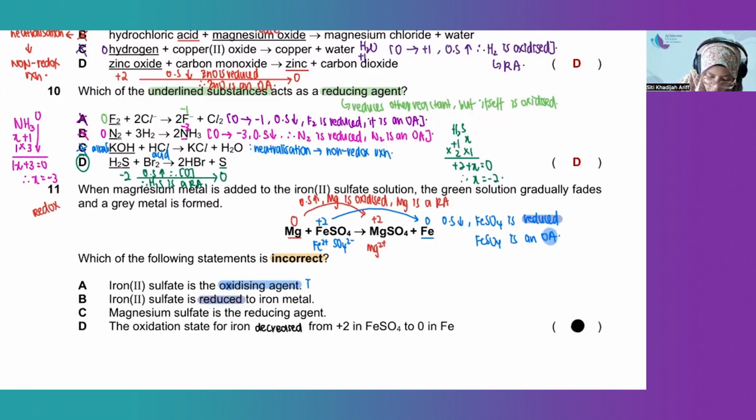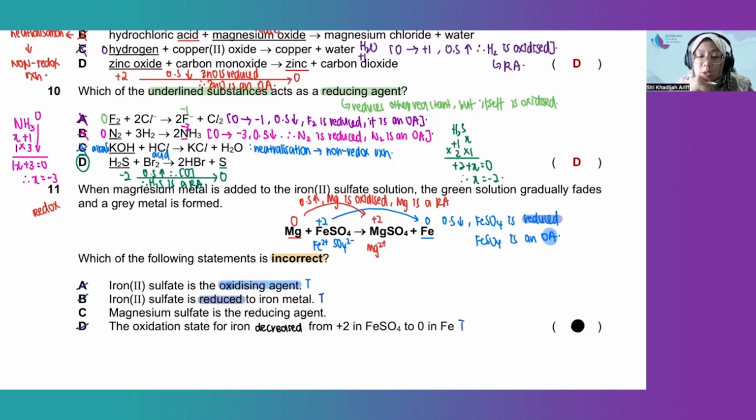We jump to option D first: the oxidation state of iron decreases from +2 in FeSO4 to 0 in Fe. This is also true. So A, B, and D are eliminated, since the question is asking for an incorrect statement.